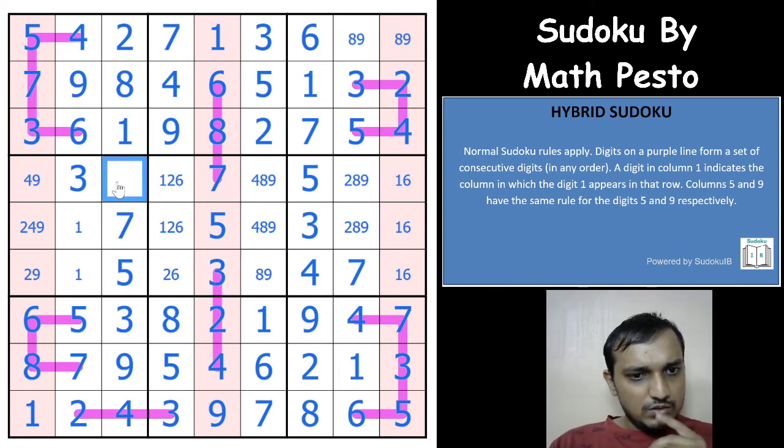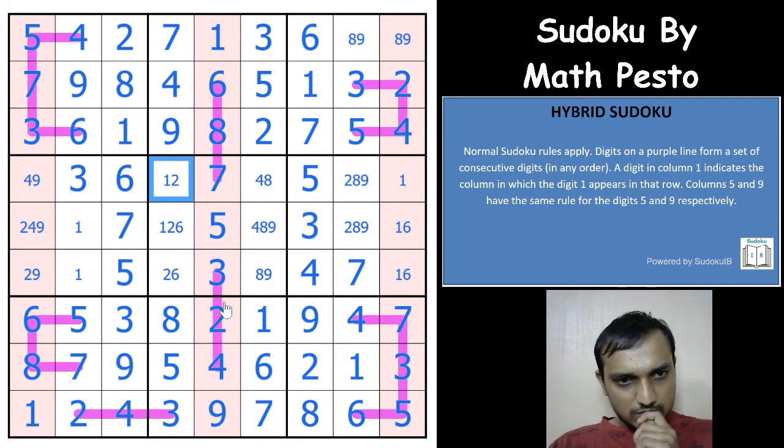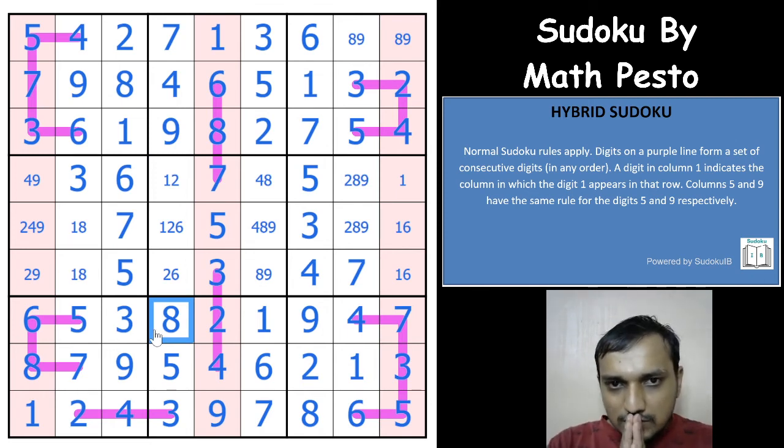What is this cell here? 6 here. So this cell cannot be a 6, which means this cell cannot be a 9. This cell cannot be a 6. These two cells are 1 and 8. Now how do I complete this Sudoku, guys? That is 9, 8, 1.